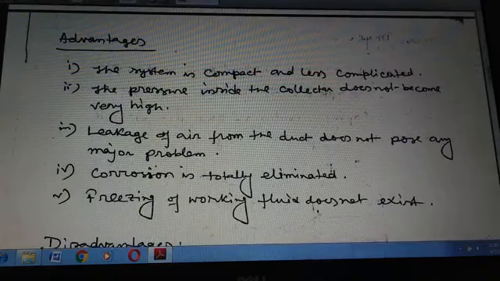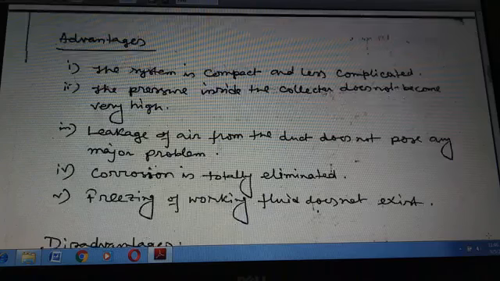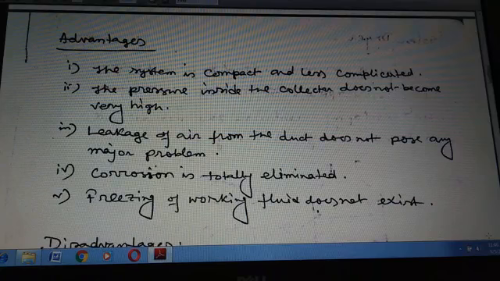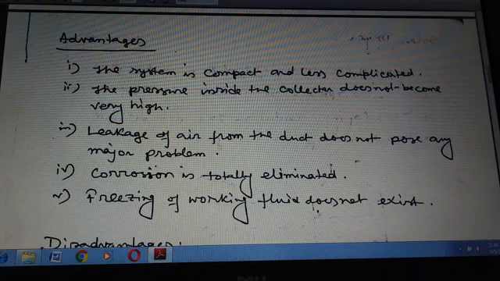Now the advantages of solar air heaters. The solar air heater claims the following advantages over liquid solar heat collectors. First, the system is compact and less complicated, so no heat is released from the system.